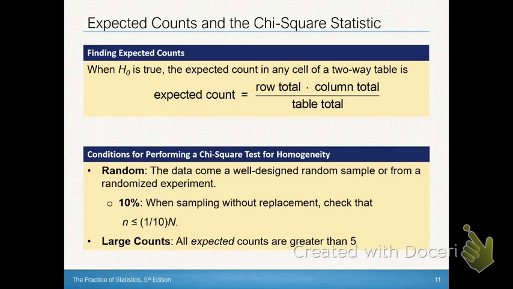If we're doing a study and we're taking a sample without replacement, we're checking the 10% condition, just like we have in our previous tests. But what's different is our large counts condition. So our large counts condition, if that's met, that's what's going to allow us to use the chi-square distribution. And in order for that to work, we need to have expected counts for every value in the table. Every time we did a row total times column total divided by table total, all of those numbers need to be larger than 5.